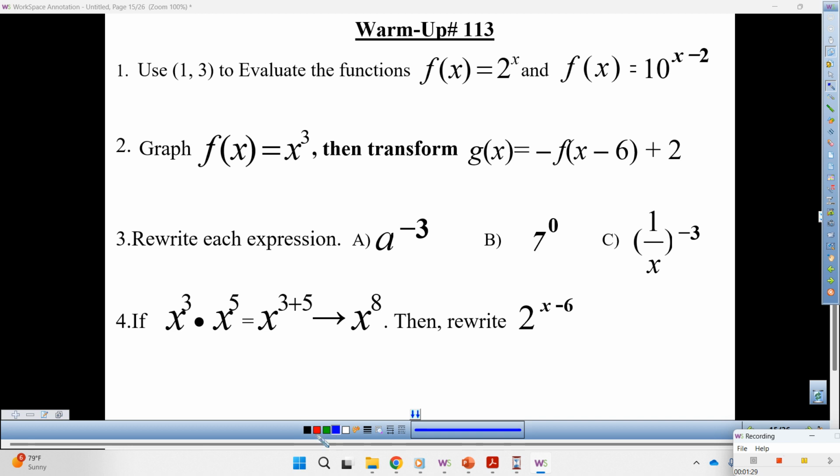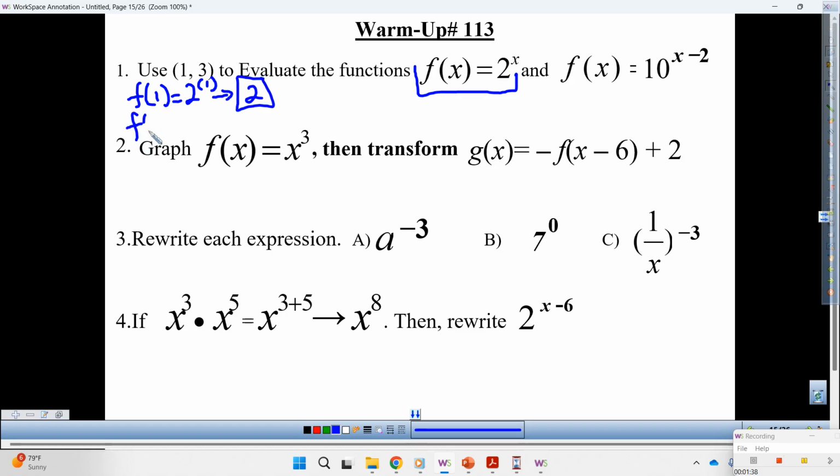F of x equals 2 to the x. We got f of 1, 2 to the x. Instead of x, we write 1. So this is 2. And f of 2, 2 to the second. 2 to the second is 4. And f of 3 is 2 to the third. 2 to the third is 8. So far, so good?